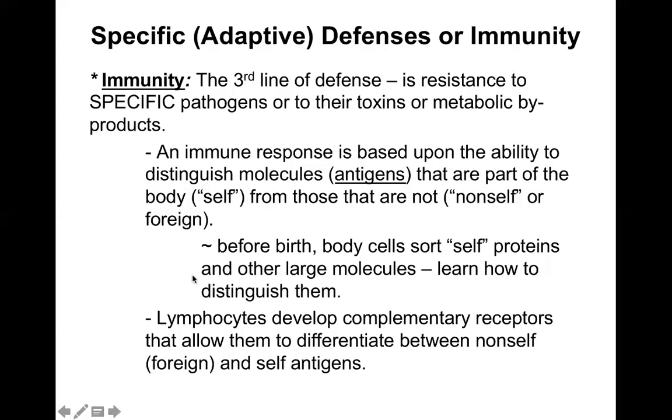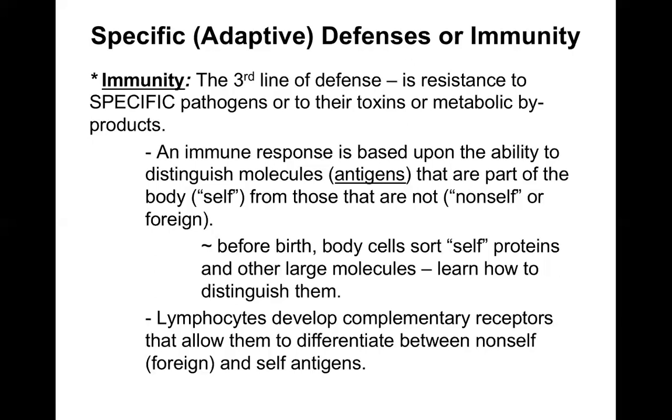So lymphocytes, again, are B and T cells, B and T lymphocytes. They develop what we call complementary receptors. Again, these are proteins, but they're going to have kind of the opposite shape of an antigen on their surface that allows them to differentiate between self and non-self antigens.